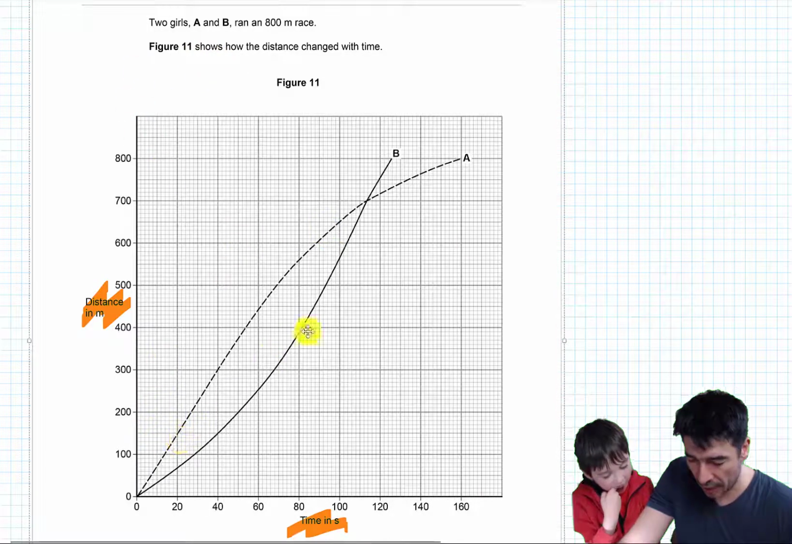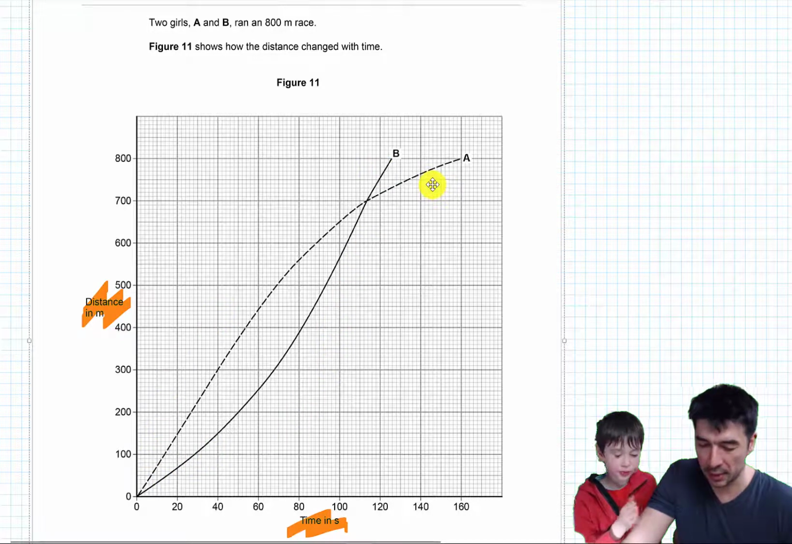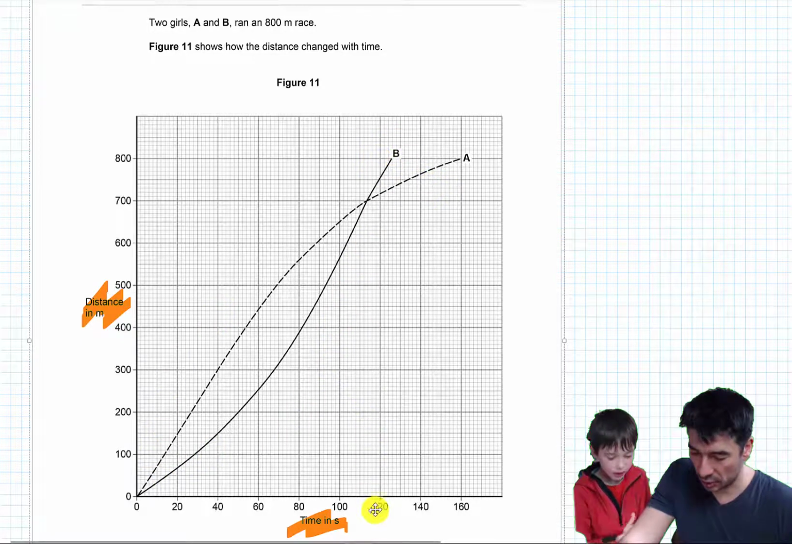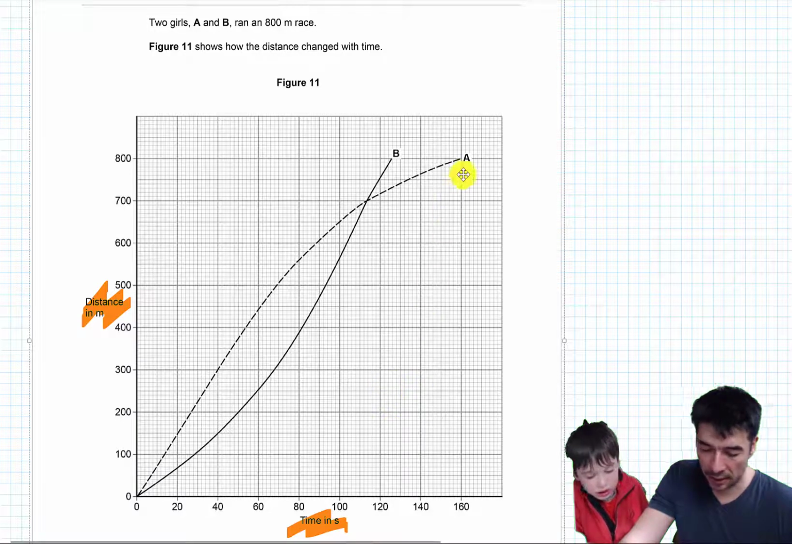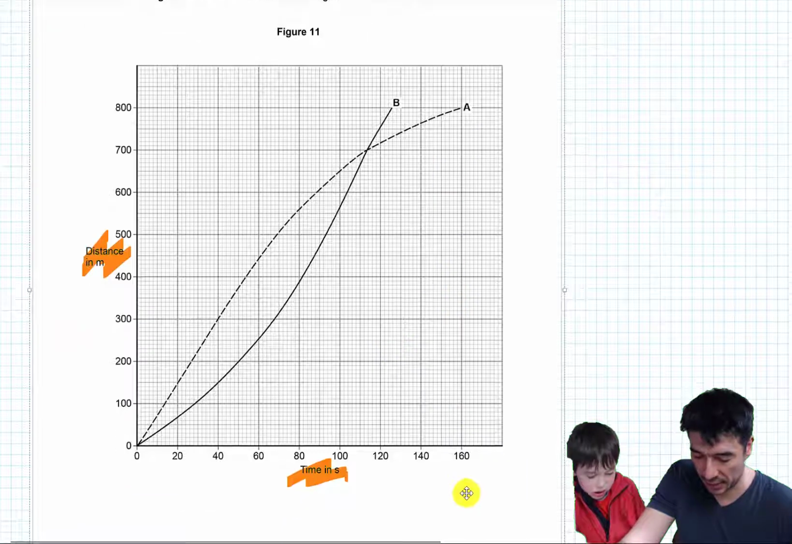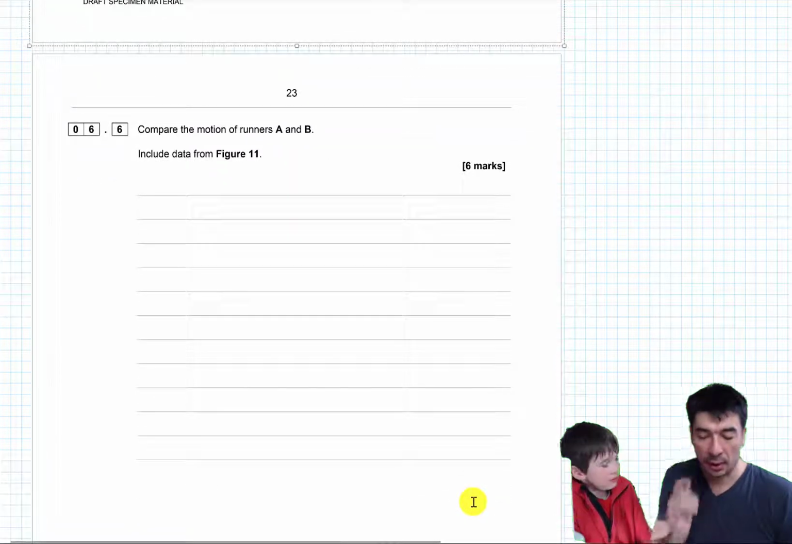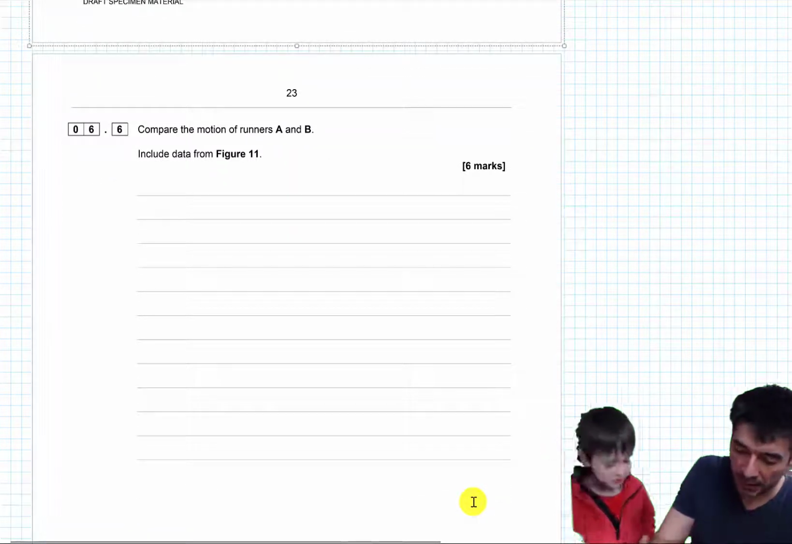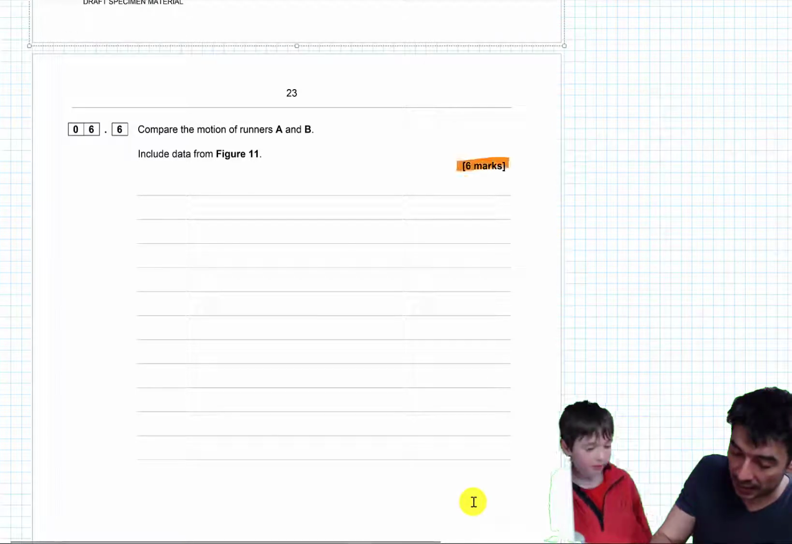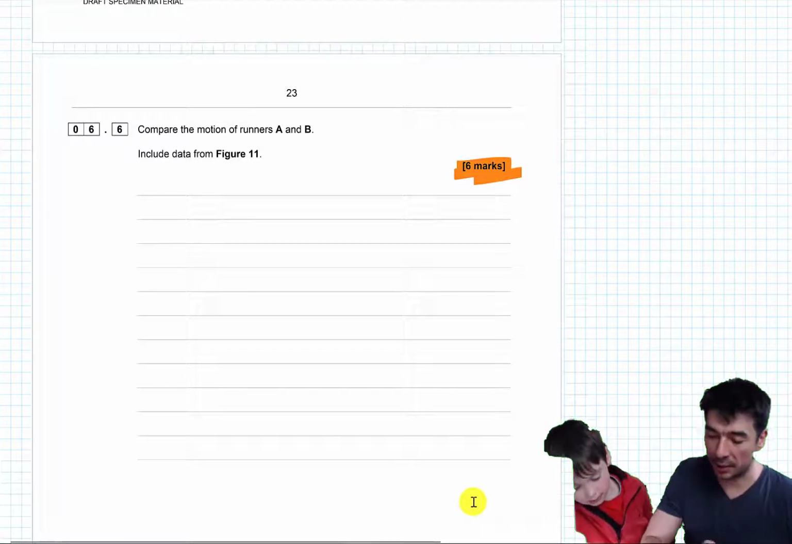So girl A did the race like this, and girl B did the race like this. Girl B finished sooner, so she must have won the race, and girl A took 160 seconds to complete it. Right, now let's have a look at the question. Compare the motion of runners A and B. It's a 6-mark question, worth a lot of marks.